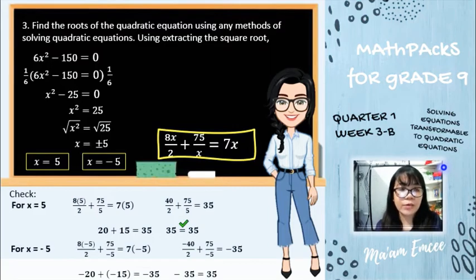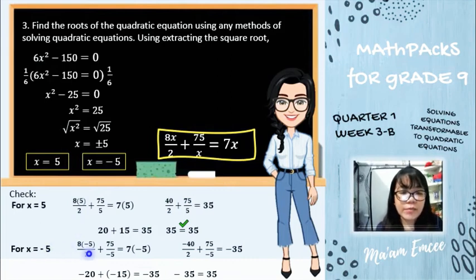X is equal to negative 5. Again, we substitute negative 5 into this equation. So instead of writing 8x, we write 8 times negative 5 over 2 plus 75 over negative 5, and that is equal to 7 times negative 5. Again, substitution means we need to replace every x in this equation by the given values, in this case, negative 5.